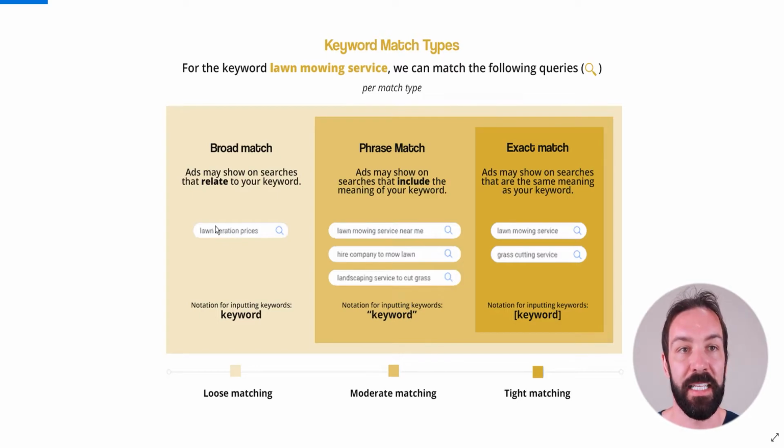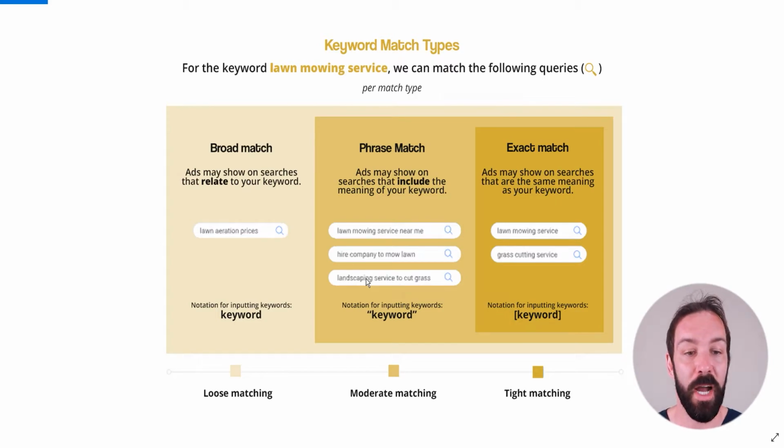So for instance, the example that Google gives is lawn aeration prices. Not really all that applicable to lawn mowing service. Next, we move to phrase match. Phrase match is where you put quotation marks at the start of the phrase and at the end of the phrase. I say phrase and not word. It's changed recently, but it gets you closer to the exact phrase that you've put up here. So we've got lawn mowing services near me, hire company, landscaping services.